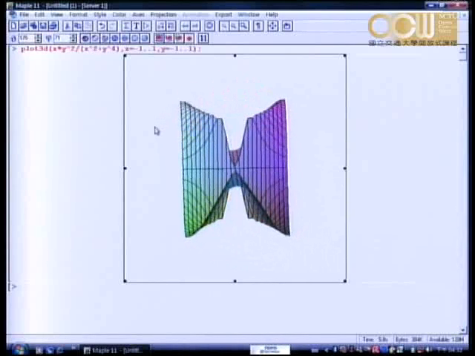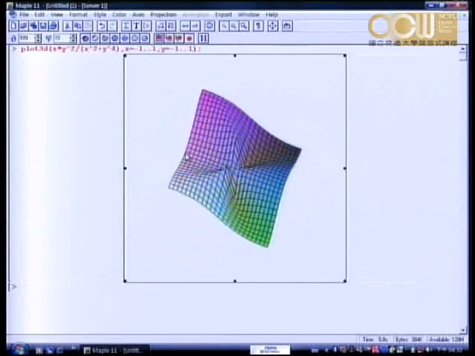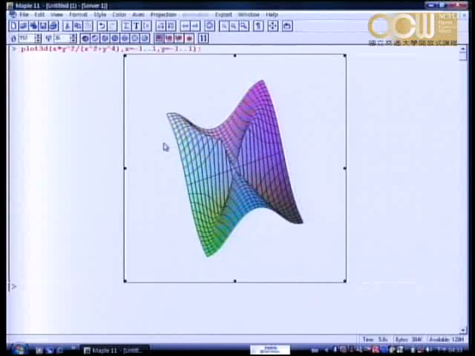But you see that if you're getting close to the origin, it's not so easy for Maple to plot the function there, because at the origin this function is not defined. The plot looks okay, but it looks better for Maple 11 than for Maple 8. If you look at Maple 8, you get a more ugly plot.